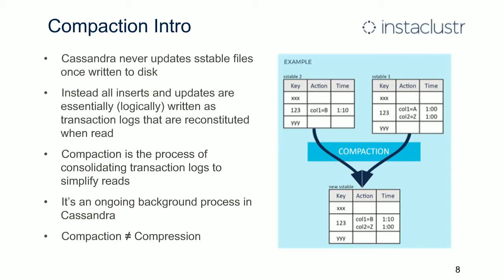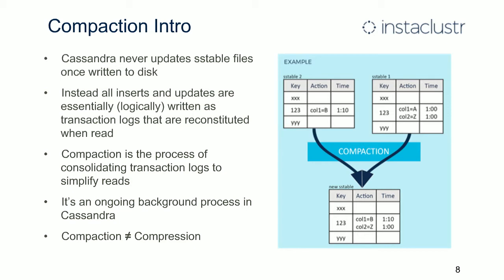So in the example here, when compaction runs, it takes SSTable 1 and SSTable 2, creates a new SSTable 3, and forgets about the fact that column 1 was ever equal to A at 1 o'clock, because it was overwritten to B at 1:10, and just puts that result into the new SSTable. And we have a single record in one SSTable now, which when we do a read, we can look up and get the end result there.